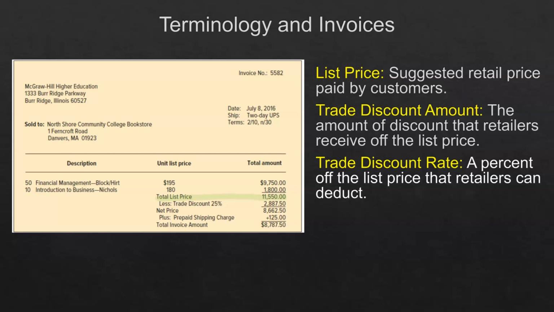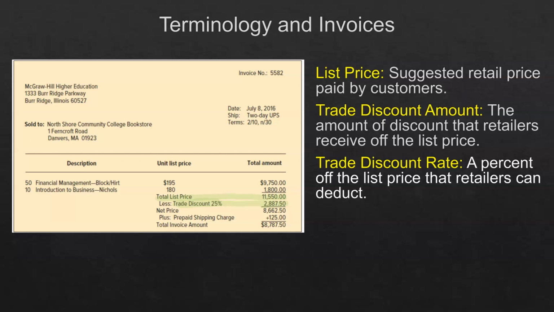And then also notice that we have a trade discount. Trade discount amount is the amount of the discount that retailers receive off the list price. And so here it says we're going to take a 25% discount, and that comes to $2,887.50. So that's a pretty nice discount.